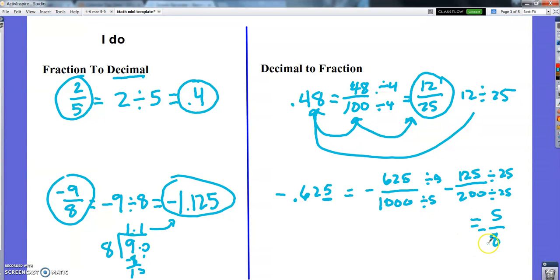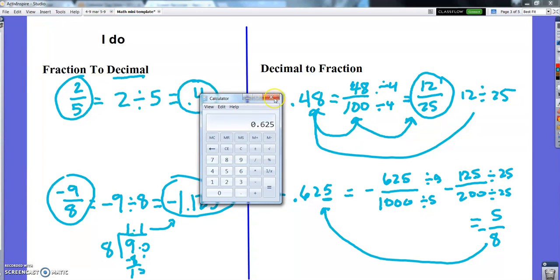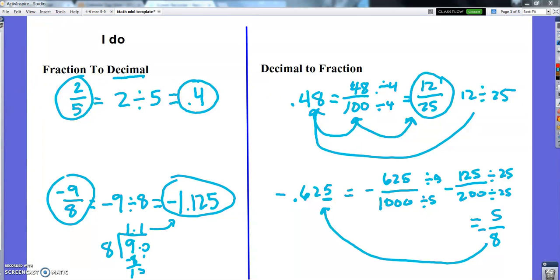I'm going to check. I'm going to make sure 5/8 is equal to 625 thousandths. Let's make sure. 5 divided by 8. 5 divided by 8 is 625 thousandths. So I'm good. All right. Open your notebook. Let's do a couple together.